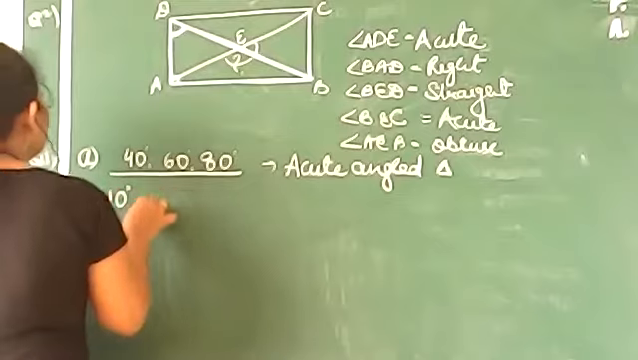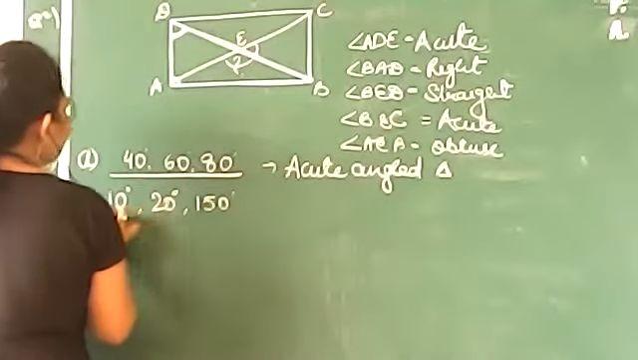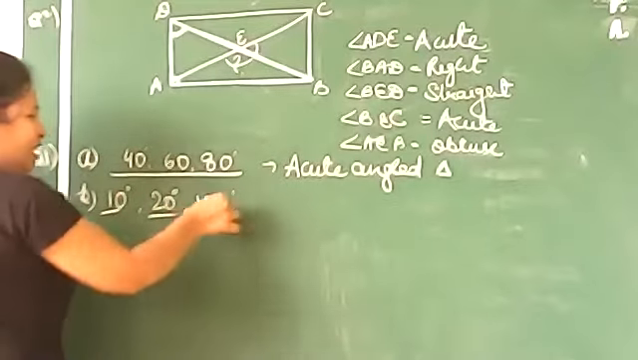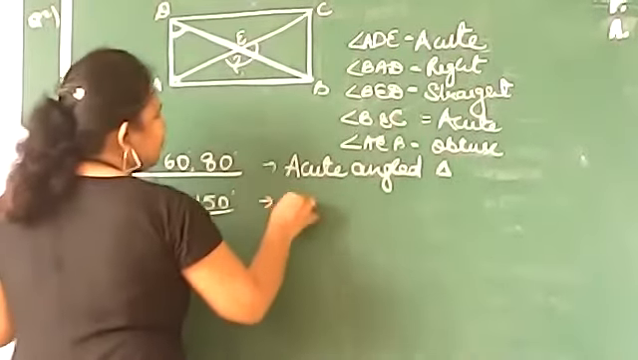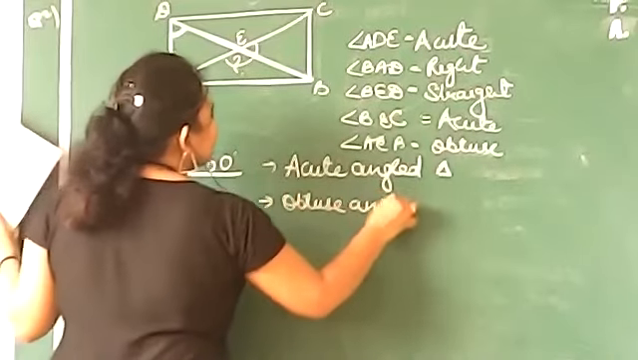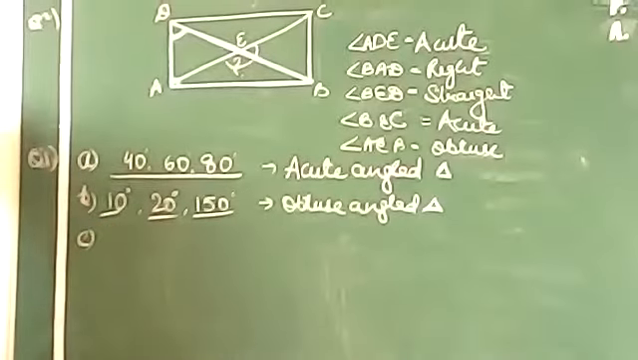10 degree, 20 degree and 150 degree. Now look at here, 10 less than 90, 20 less than 90, but 150 more than 90. One obtuse. Name would be obtuse angled triangle. Move on to the C1.